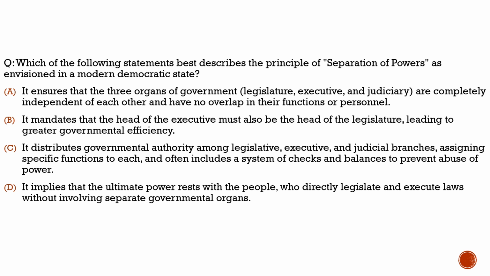Well, here the question is about the separation of powers. The question says, which of the following statements best describes the principle of separation of powers as enshrined in a modern democratic state? First, it ensures that the three organs of the government, legislative, executive, and the judiciary, are completely independent of each other and have no overlap in their functions or personnel.